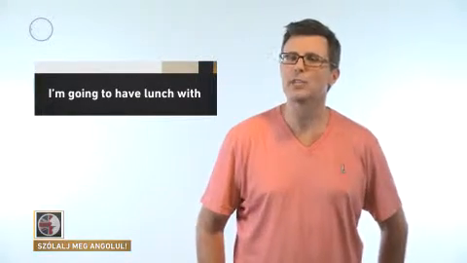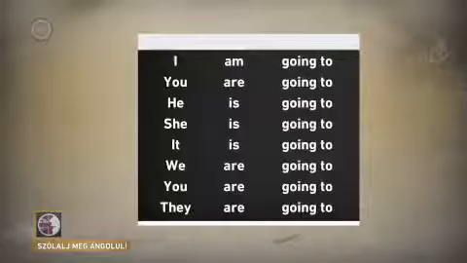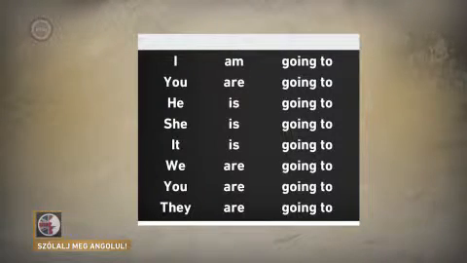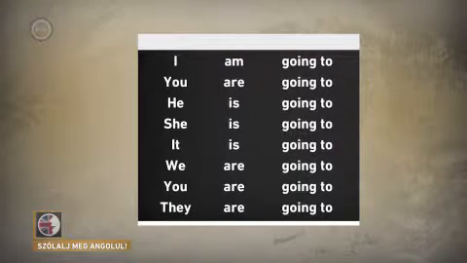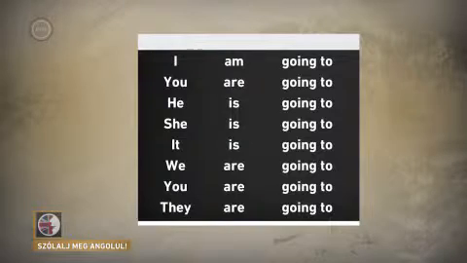I'm going to have lunch with Chief Mangosuthu Buthelezi tomorrow at noon. So, when we use going to, we have to use the verb to be as an auxiliary verb. I am or I'm going to. You are or you're going to. He, she, it is, or he's, she's, it's going to. We are or we're going to. You are or you're going to. And they are or they're going to.